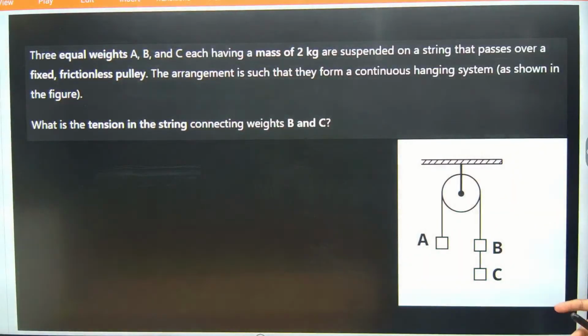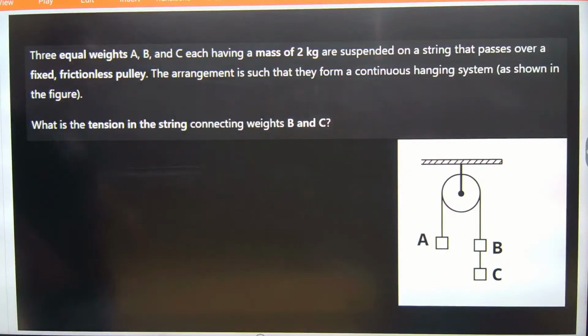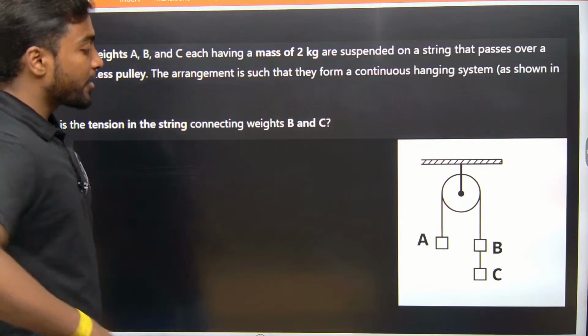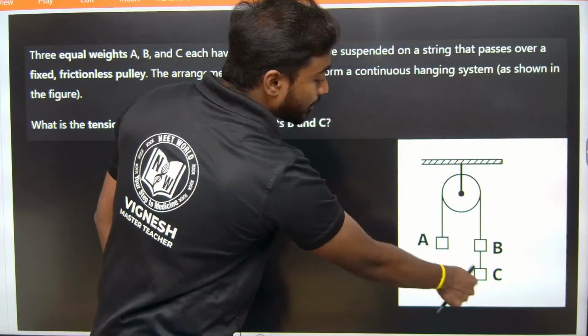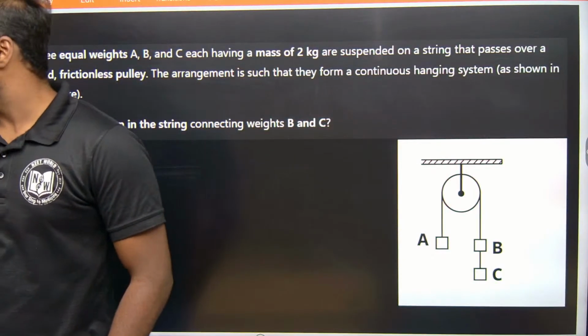Okay. Three equal weights A, B, C, each having mass 2 kg, are suspended on a string that passes over a fixed frictionless pulley. The arrangement is such that they form a continuous hanging system as shown in the given figure. What is the tension in the string connecting weights B and C? I need to find the tension acting between B and C.